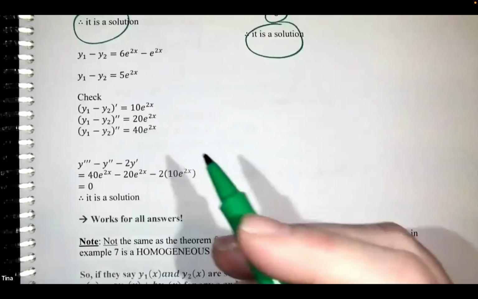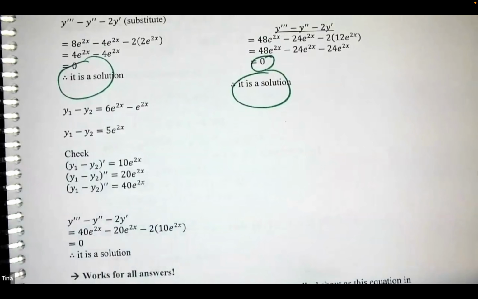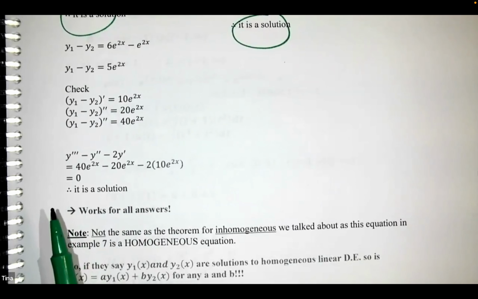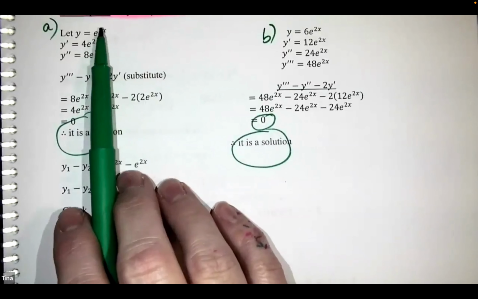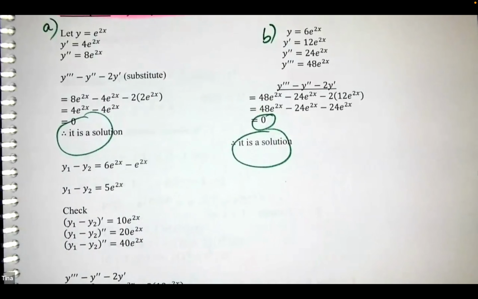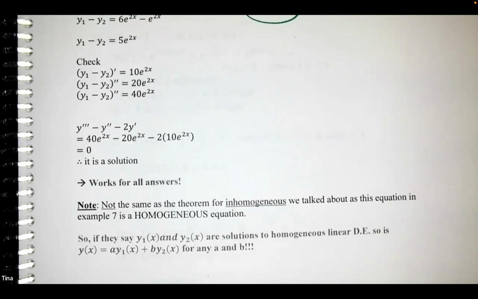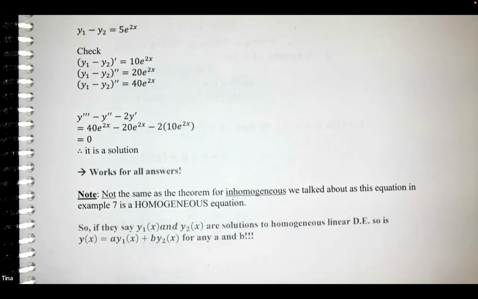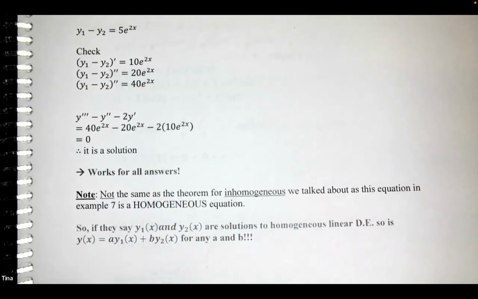So, and there was another one here that was also a solution. y1 minus y2 was also a solution. So this here is going to work for all answers in this equation. So all these different solutions all worked, okay? Now that's different than the one we talked about before, because the one before on the last page was homogeneous. This is an inhomogeneous, okay? This is homogeneous. The one before it was inhomogeneous. I said it backwards, right?